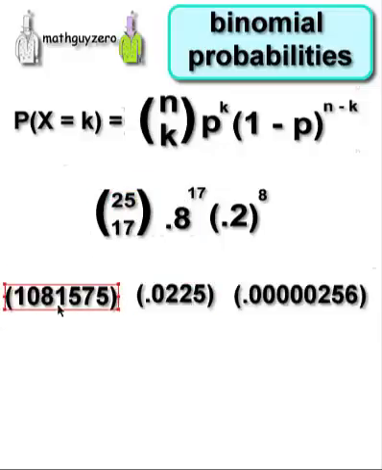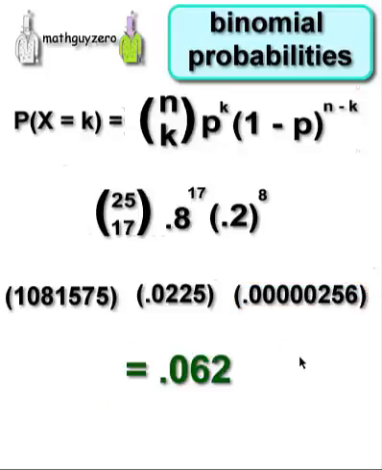This is 25 choose 17, pretty big number. This is 0.8 raised to the 17th. This is 0.2 raised to the 8th. Go ahead and multiply all those out, and we get that number. It's rounded. I don't want to go out to 15 decimal places, but let's double check this in Excel. Please hold.